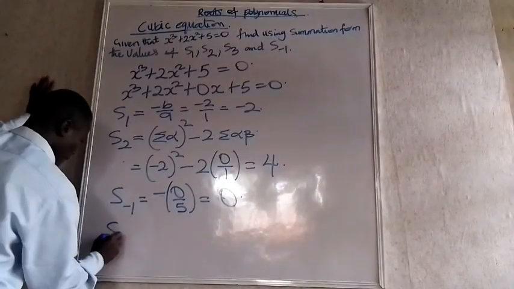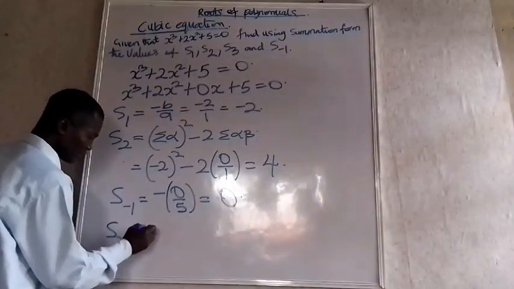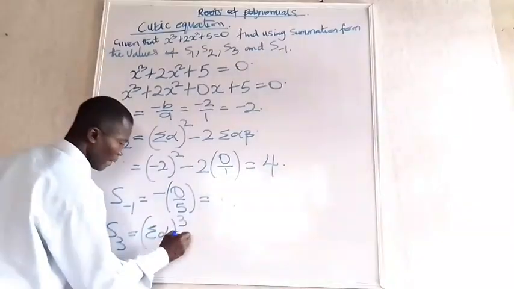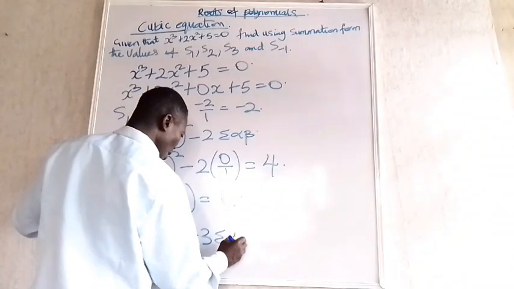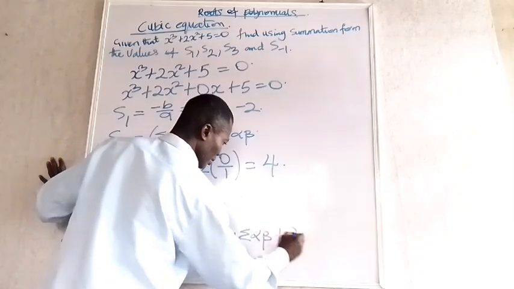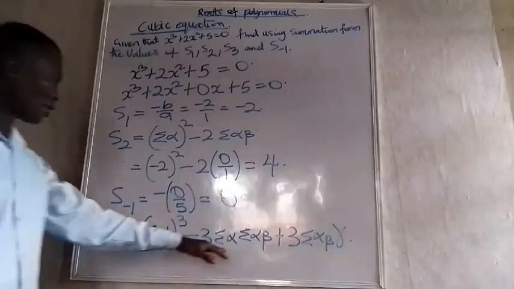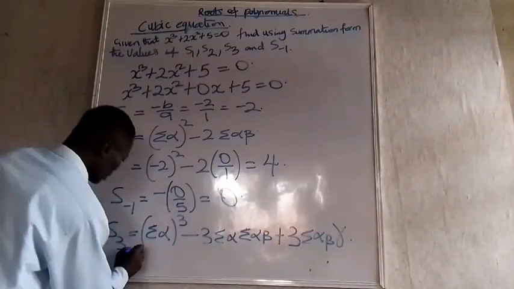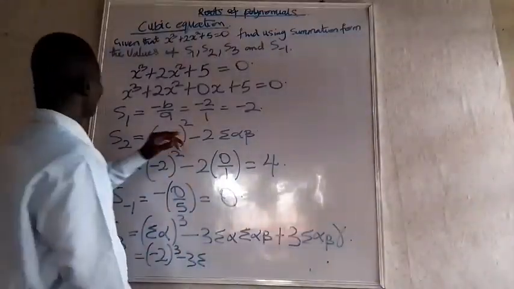For s3, let me work it out before I show you the derivation. It's going to be summation alpha cubed minus 3 summation alpha squared beta plus 3 summation alpha beta gamma. We know what this is. This one is minus 2. So we cube it. Minus 3. What is summation alpha? That's minus 2.